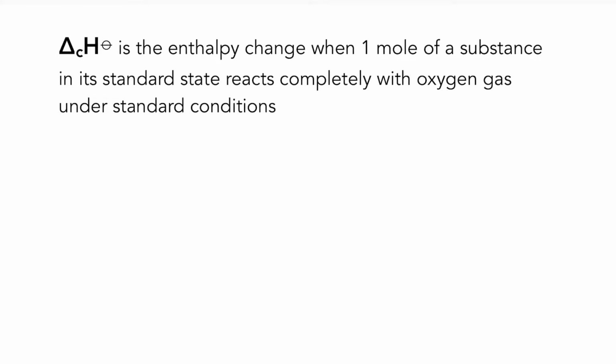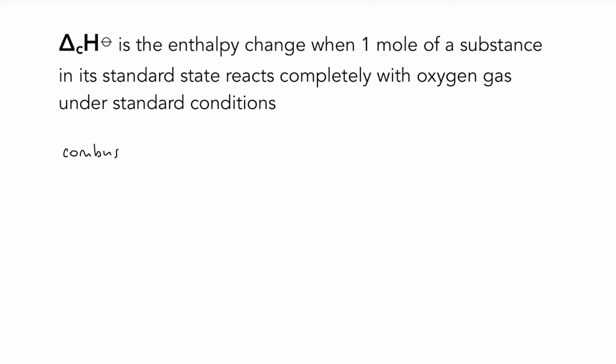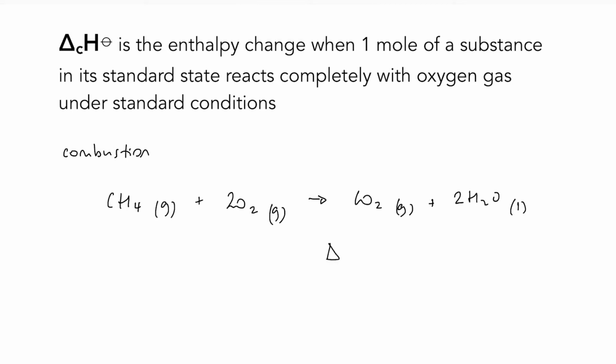The second enthalpy change that we need to know is the standard enthalpy change of combustion. So C stands for combustion. And this is the enthalpy change when 1 mole of a substance, so it could be an element or a compound, in its standard state reacts completely with oxygen gas under standard conditions. So we could take a mole of methane, for example, and react it with oxygen, complete combustion, to make carbon dioxide and water. And the enthalpy change for this reaction is minus 890 kilojoules per mole. So as expected, it's a very exothermic reaction.